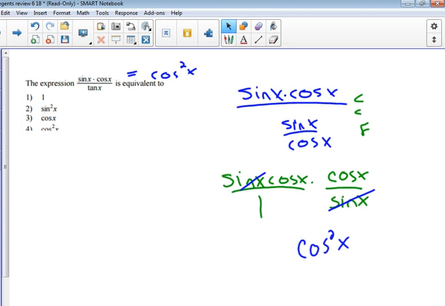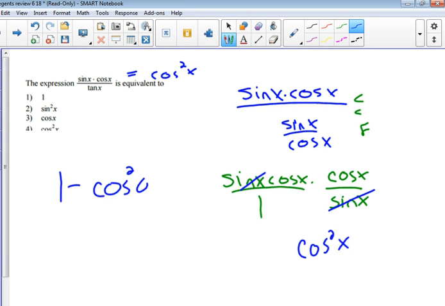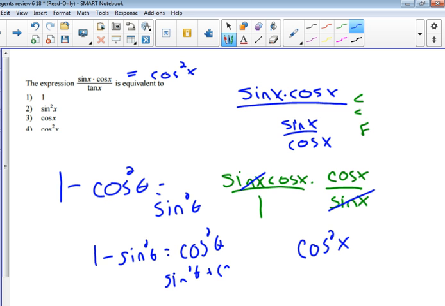What about, this is just random, if you guys see anything, 1 minus cos squared. Sine squared. Good, Frida. That equals sine squared. What does 1 minus sine squared equal? Cos squared. Good. Because sine squared theta plus cos squared theta always equals 1.